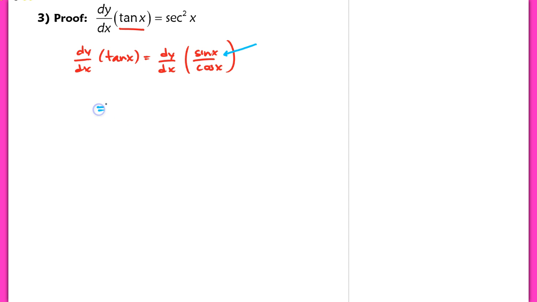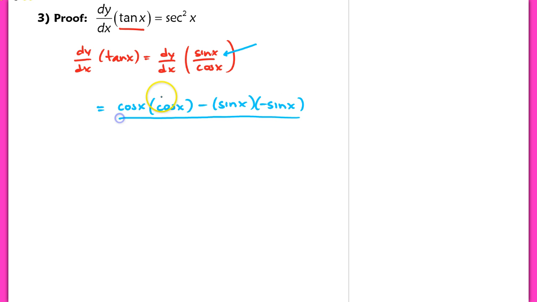Okay, so just by the quotient rule here, we'll have ho d high minus high d ho. So the cosine of x multiplied by the derivative of the high, so that's going to be cosine of x one more time. And then minus high, so sine of x, multiply that by the derivative of the low, so that's going to be negative sine of x, all over ho ho, so the low times itself. So just by simplifying, we now have cosine squared x plus sine squared x all over cosine squared x.